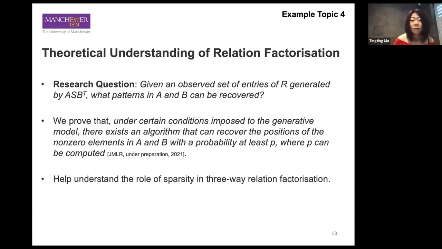And so we have recently proved something new, which is not published yet, but I'm very excited to share with you a flavor of this theorem. We discovered that if you impose certain conditions on this generative model, which is not that difficult to be satisfied in reality, then there exists an algorithm that can recover the positions of the non-zero elements in A and B with a probability at least P.